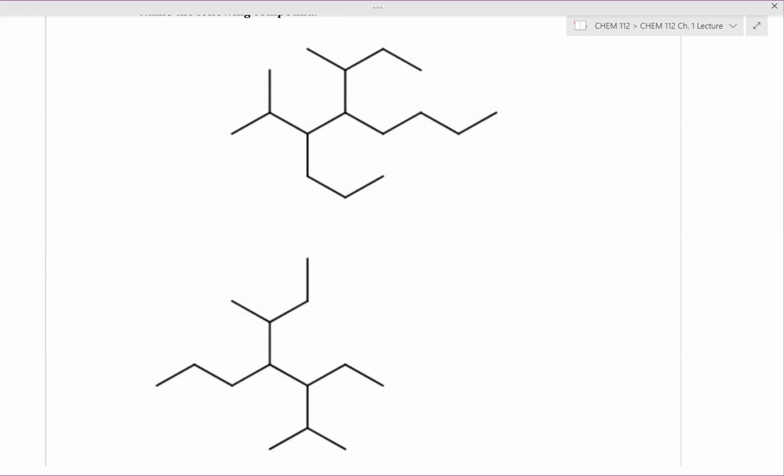Everything going okay? Let's see. Yep, looks good. And looking at this, yes, the sec prefix is not counted. Only cyclo, iso, and neo are the ones to consider. Anything going on? Is there a longer chain that you can find?